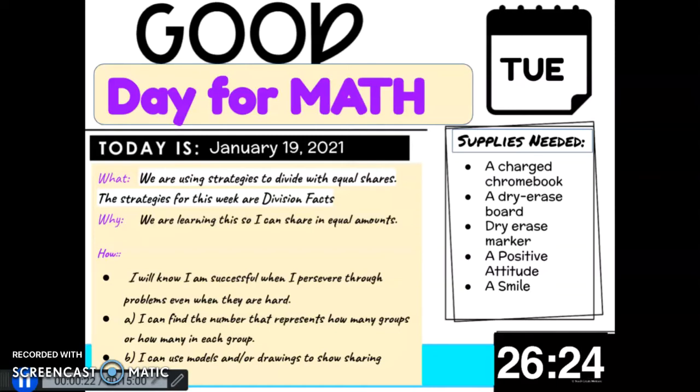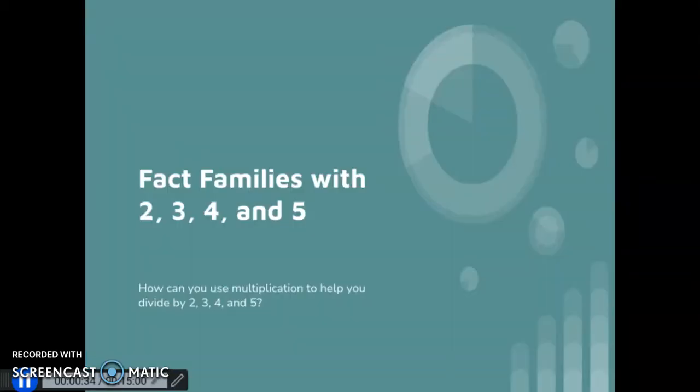And once we start memorizing those facts, then it's going to help us to know them immediately without really having to draw the picture as much. But if you still need to draw the picture, that's fine too. So we're going to start out with fact families with 2, 3, 4, and 5.